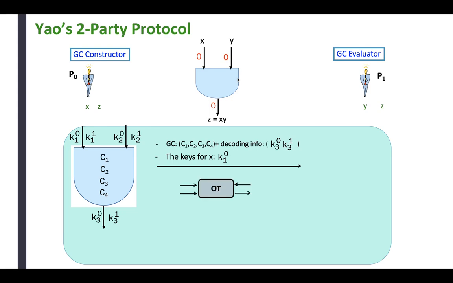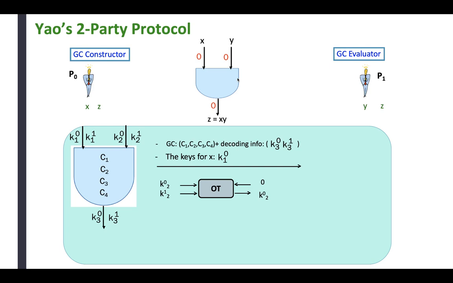And this is where we need the oblivious transfer primitive. In this oblivious transfer, P0, the circuit constructor, is simply going to act as a sender and input the two keys corresponding to the wire Y. And the circuit evaluator P1 is going to act as a receiver, and its input is going to be Y. Right. So this is a combination. So Y is 0 in this case, that's why I have put 0 here. And oblivious transfer is simply going to spit out the left key for the input wire corresponding to P1, that is Y.